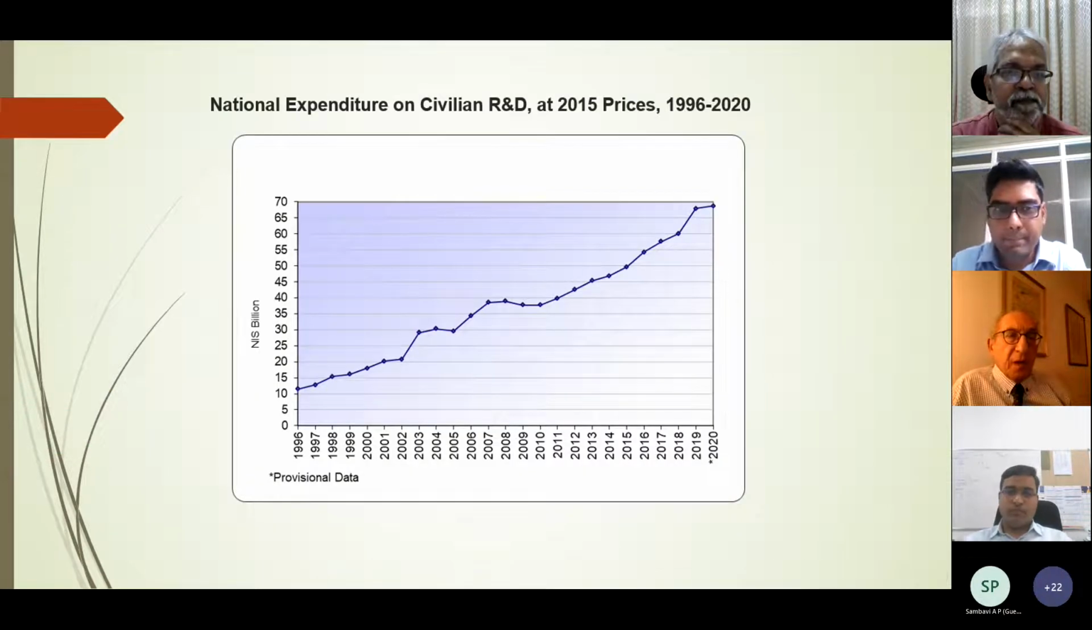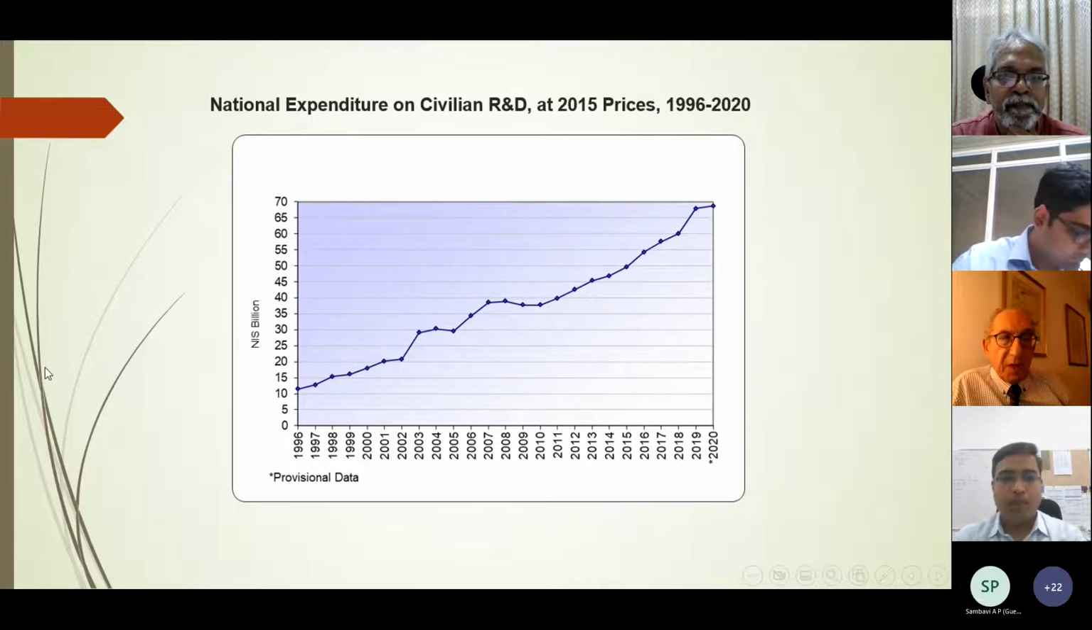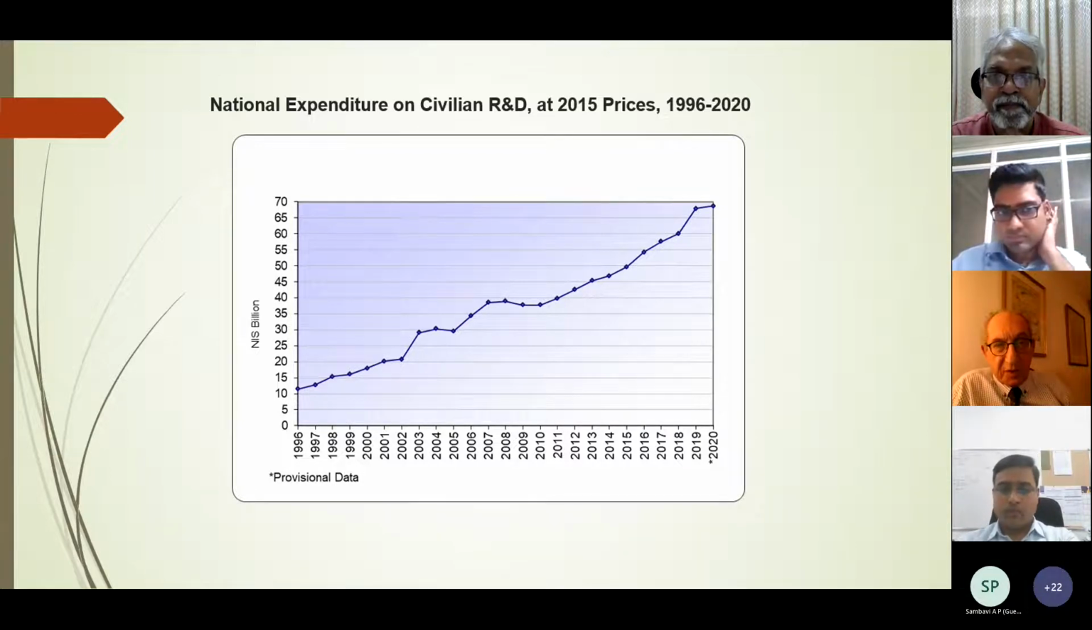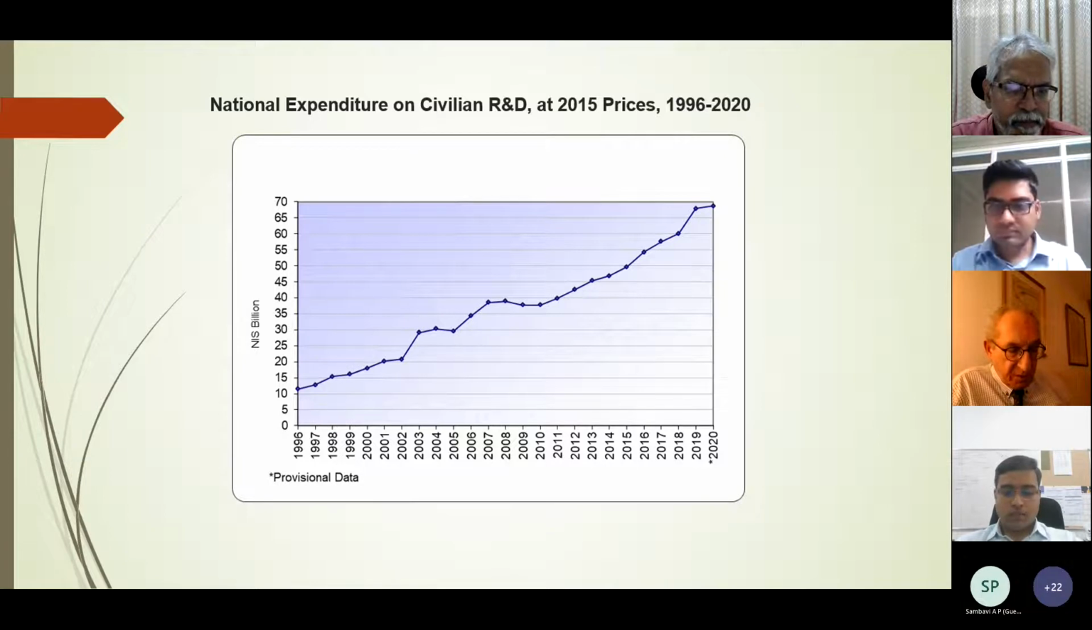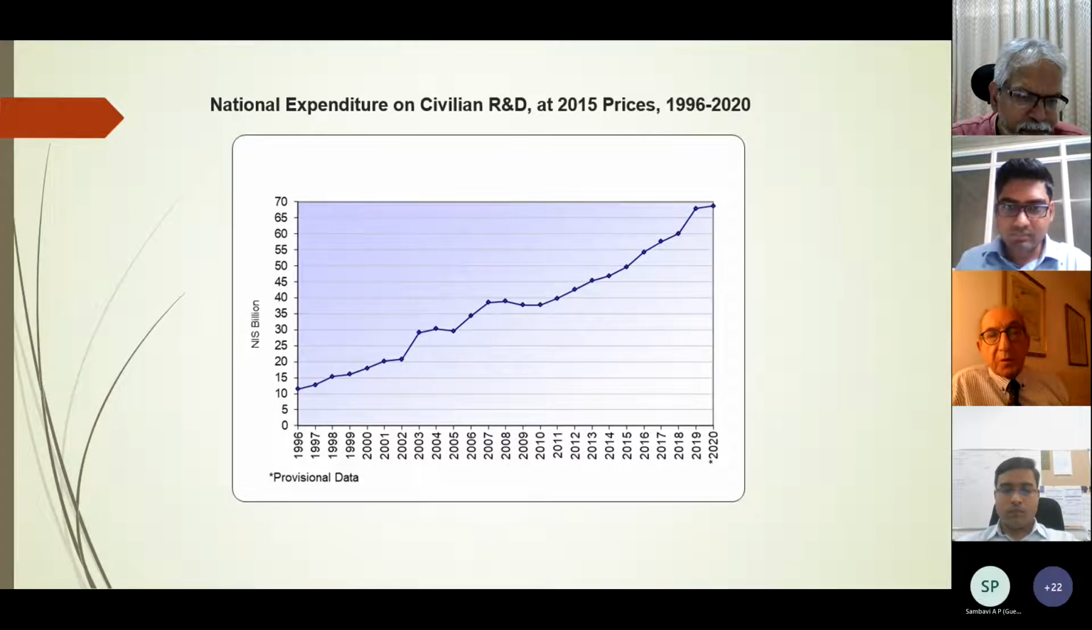First of all, on a macro level presentation, we can see the growth of national expenditure on civilian R&D. I would stress that it doesn't include the military R&D, which is separate in Israel and is not considered civilian, but some of the spillovers are well embedded in the civilian R&D.